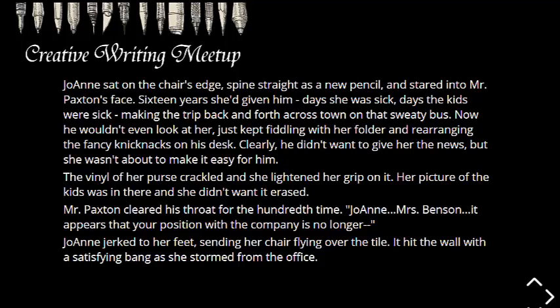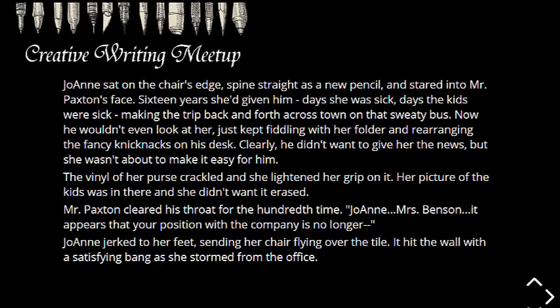He wouldn't even look at her, just fiddling with the folder and rearranging the fancy knickknacks. And then telling. Clearly, he didn't want to give her the news. That's telling, but it's showing. But what's more important is the counter to that. She wasn't about to make it easy for him. This tells us that Joanne has spent those 16 years making life easier for him. And now it's his turn. Oh, I love that. Really powerful. It doesn't tell us, but in our heads, the reader gets that sense. Now it's his turn to make things easy for her. She's going to suffer for what he's doing.